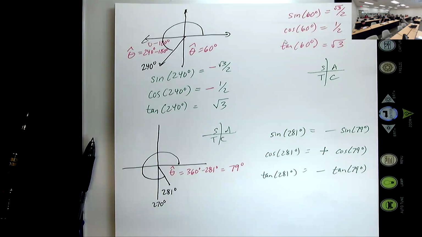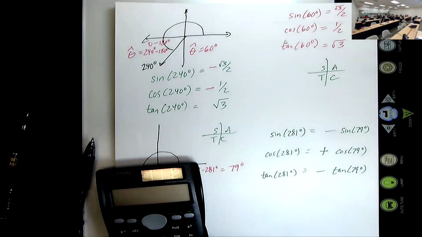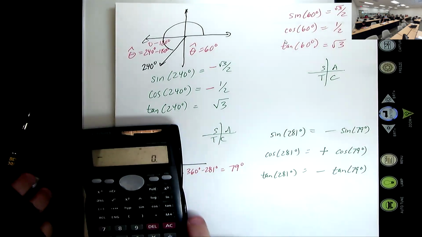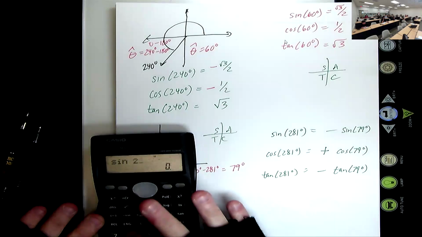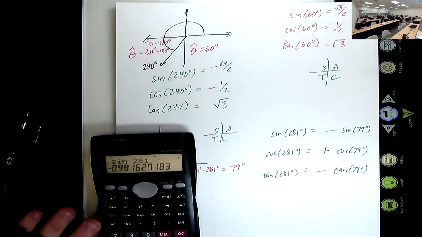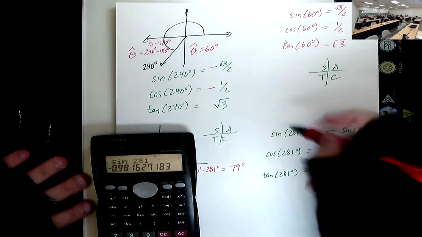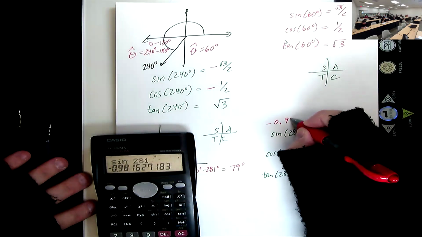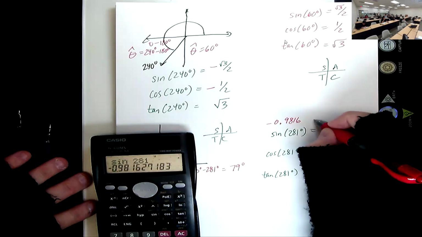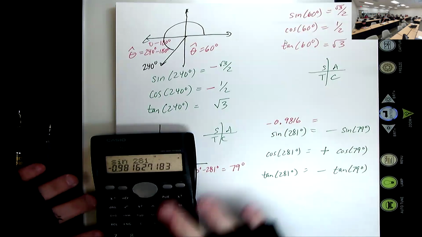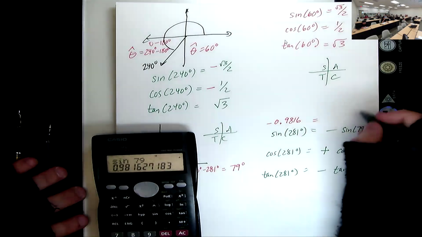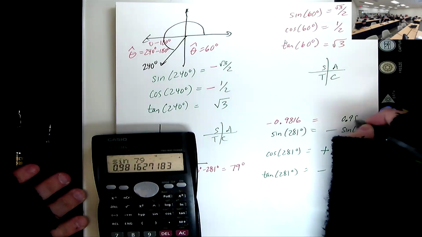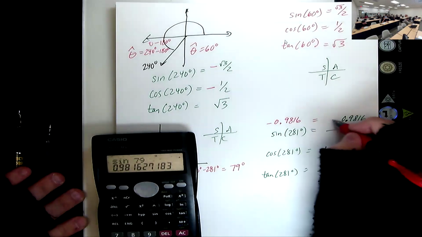And this is where the calculator comes in. This is less helpful on this version. I'll show both. I'm gonna do sine of, let me make sure I'm in degree mode. I am. I'm gonna say sine of 281. And notice it says negative 0.9816. That's the full answer there. And if I do sine of 79, I get the positive version of that, and I slap on the negative from being in the fourth quadrant.